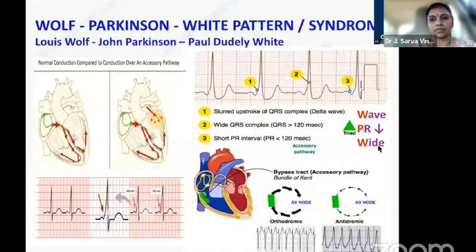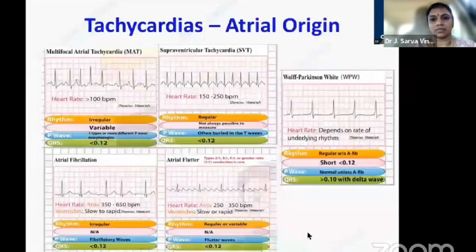So the triad of WPW syndrome can be remembered using WPW itself: a delta wave, shorter PR interval, and a wider QRS complex. If there is any re-entry that is happening via this accessory pathway, depending upon the direction of the re-entry circuit, you can have an orthodromic or antidromic conduction.